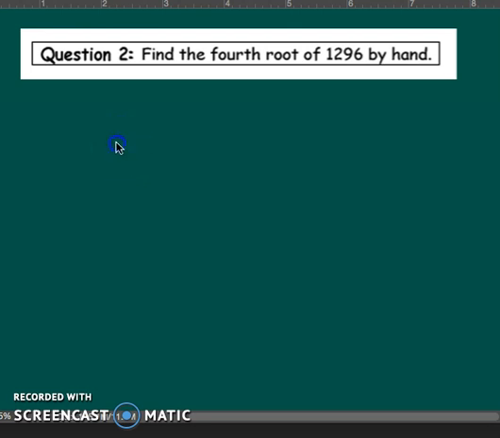Finding the fourth root of 1296 by hand. You normally wouldn't be asked to find the fourth root of something, but since they're asking us to, we can assume that we can do it. So let's start by doing what we know. Let's try to find the prime factors. Let's try to find all the factors.